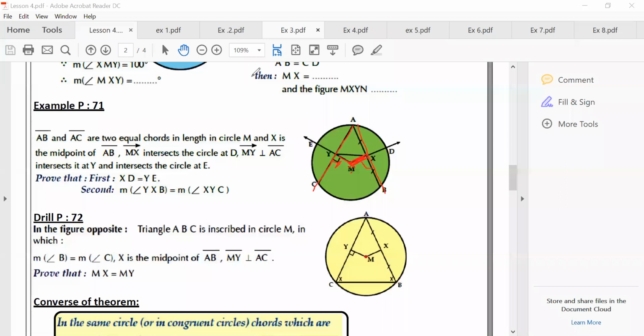I will complete reading. X is the midpoint of AB. Can anyone remember, if X is the midpoint, what you will deduce?